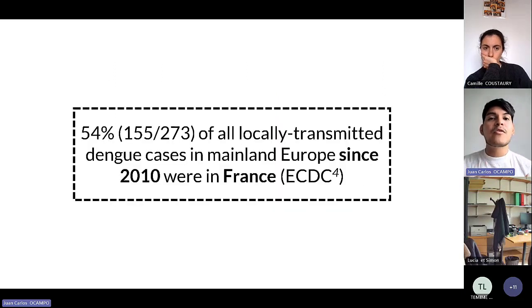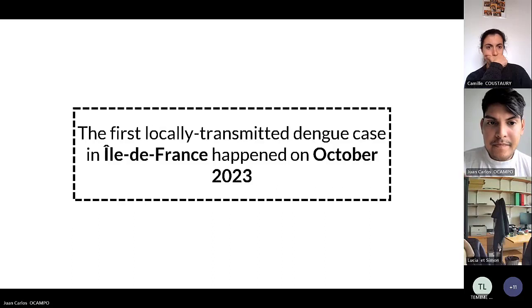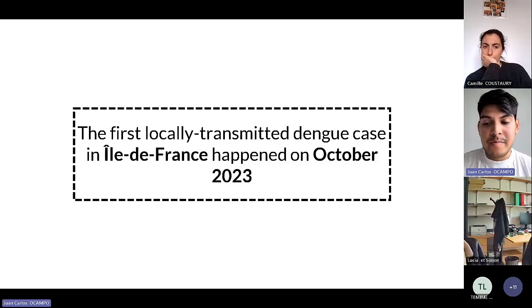And here are a few more data points to contextualize the issue with mosquito-borne diseases in metropolitan France. 54% of all locally transmitted dengue cases in mainland Europe since 2010 were in France. This is data from the ECDC. The second runner is Italy, by the way. And the first locally transmitted dengue case in Ile-de-France happened in October 2023. It carried a response from the government too, which was fumigation.